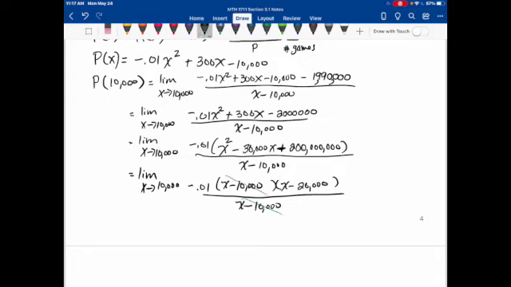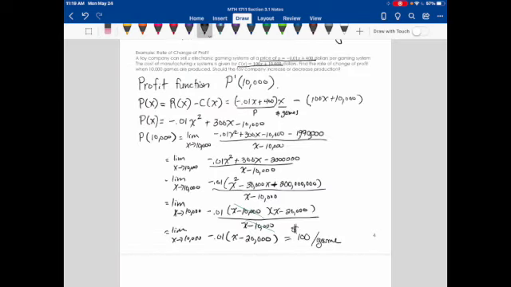So I can cross off the x minus 10,000s, and I'm left with the limit as x approaches 10,000 of negative 0.01 times x minus 20,000. If I plug in 10,000, I'm going to get inside the parentheses negative 10,000. And then when I multiply it by the negative 0.01, that's going to give me $100 profit. And this is per game.